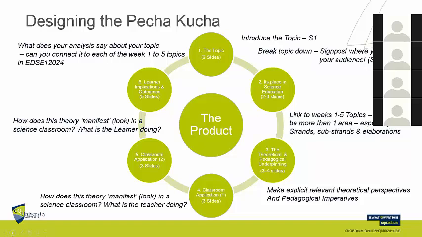Then make your connection to its place in science education. Now, we've covered 5 topics. Okay, now it's week 5. This week it's thinking scientifically. So you're going to have more than one area where you can link your topic to. It may not be all 5, but certainly your topic should link to more than one area. So in 2 to 3 slides, you should be able to make some really strong connections to the ACS strands, substrands and elaborations. This is important because this is evidenced here in the work that we've done.